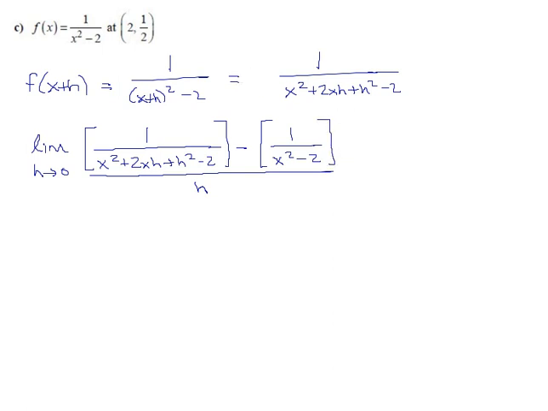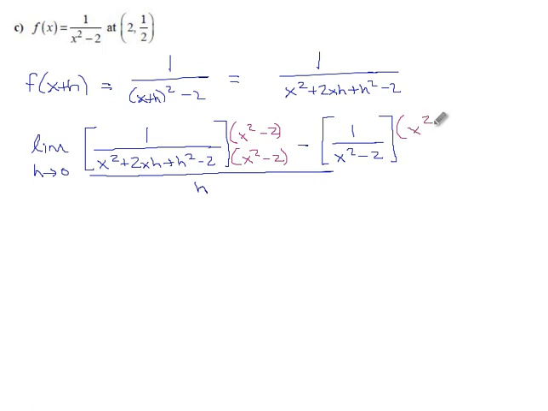Now, we need a common denominator for all this, which means I'm going to need more room. The common denominator is going to have x squared minus 2 in it, so this fraction needs x squared minus 2's. That's not the rough part. The rough part is this fraction needs this whole thing, x squared plus 2xh plus h squared minus 2, top and bottom. Okay. Now we can combine these two fractions into one great big thing.